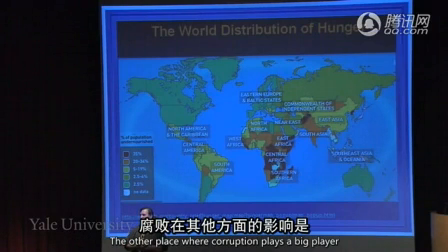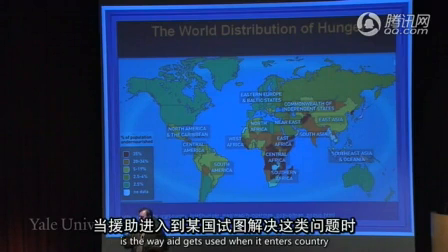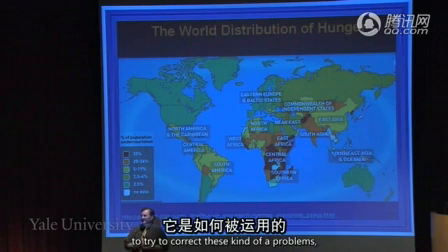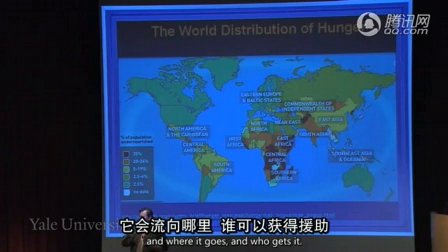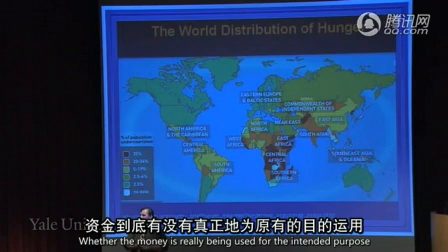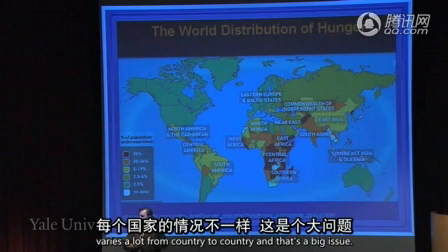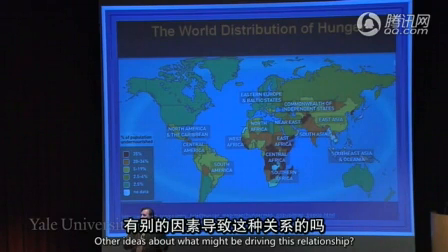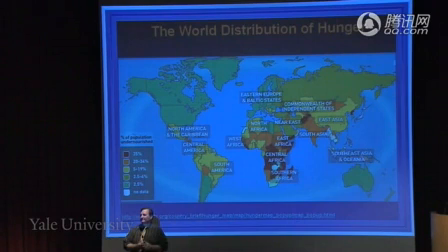The other place where corruption plays a big part is in the way aid gets used when it enters a country, to try to correct these kinds of problems. Where it goes, who gets it, and whether the money is really being used for the intended purpose varies a lot from country to country, and that's a big issue. Other ideas about what might be driving this relationship?